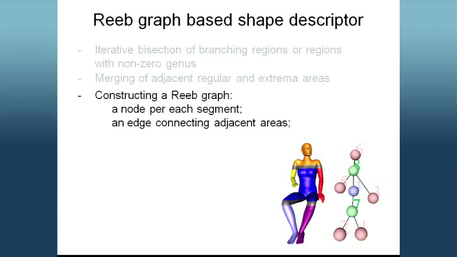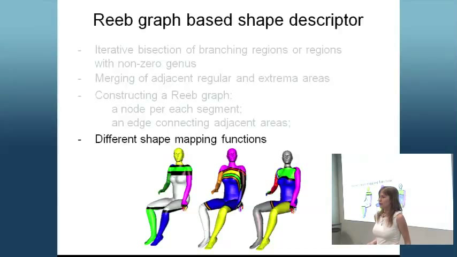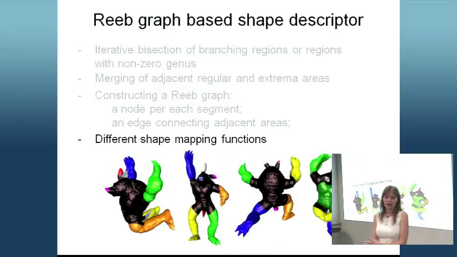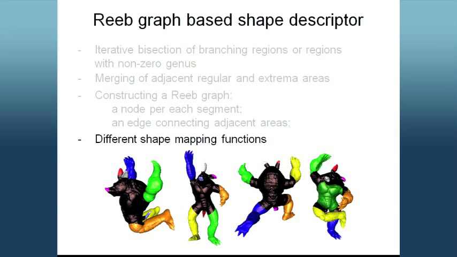We tried to construct the Reeb graph using different mapping functions. Here you can see the height mapping function, distance from barycenter, and, in fact, a geodesic distance function. As you can expect, better results are produced by using the geodesic distance function because it is quite robust to different shape deformations, leading to similar or equivalent graph representations for the same shape in different postures.